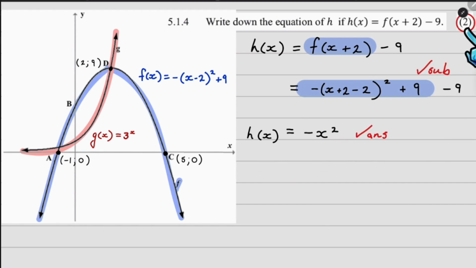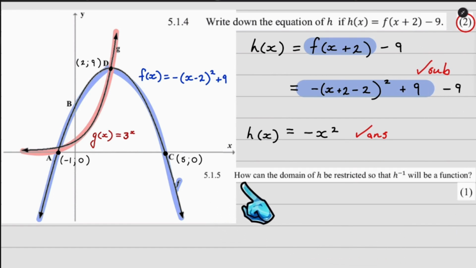And our 2 marks come from the necessary substitution of replacing this x with x plus 2, as well as gluing on that minus 9 at the end, as the question instructed us to. And the second mark just comes from the answer.